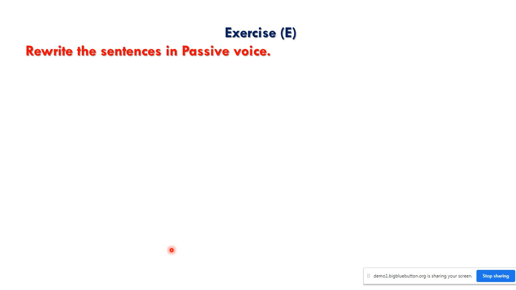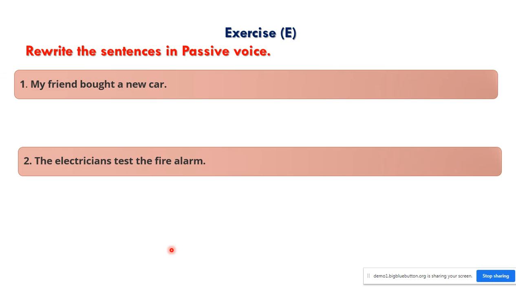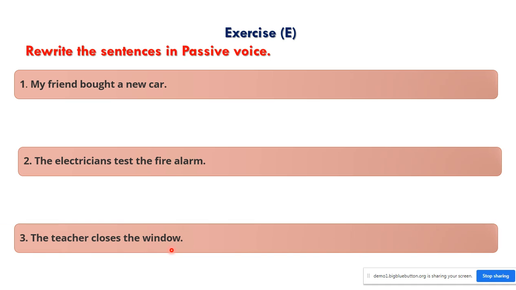Okay, the last exercise: rewrite the sentences in the passive voice. I show you the sentences. My friend bought a new car. The electricians tested the fire alarm. The teacher closed the window. So we're doing the same steps, but backwards. My friend bought a new car.